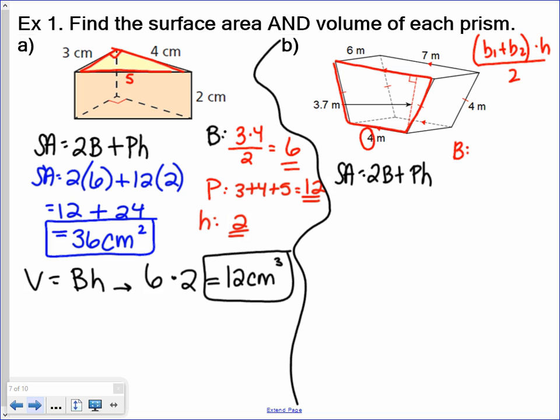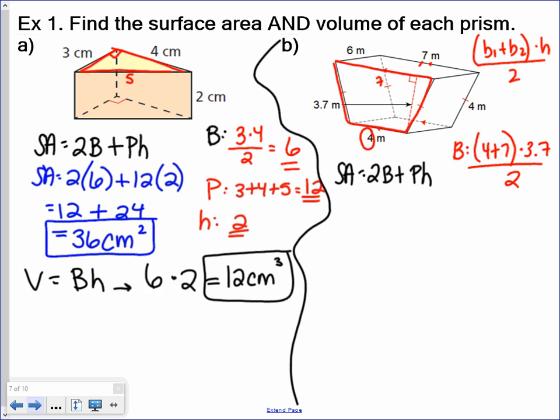7 is correct. Because this is a rectangle up here, if this side is 7, then this side is 7 as well. Good. So our two bases are 4 and 7 times just the height of the trapezoid, not the height of the prism, just the plain old height of the trapezoid. So just try and ignore all of this behind it. What's the height of the trapezoid? 3.7. And then divided by 2.